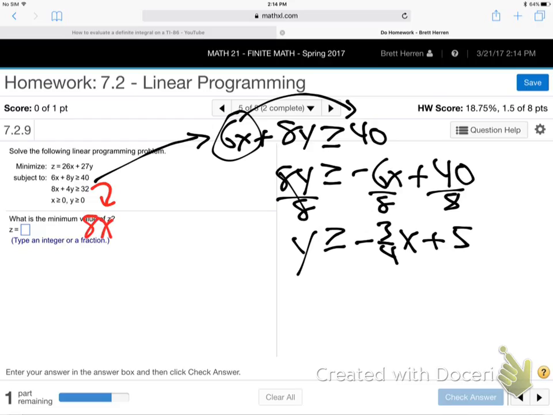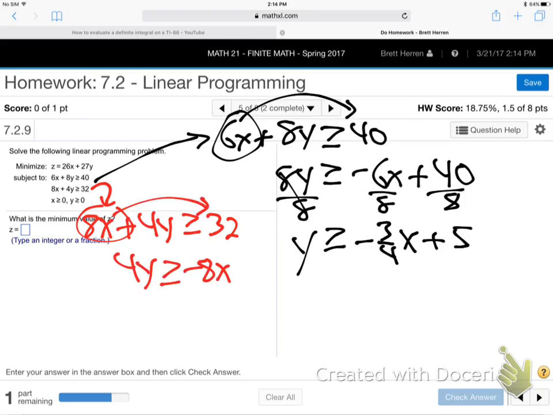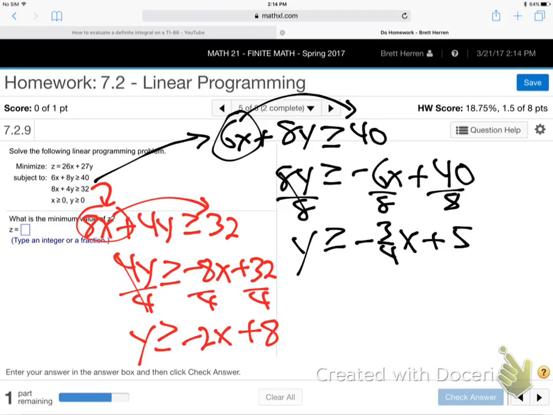And then the second one. Grab the x, jump it over. Divide by 4. So there's our two equations. Want to type those two in for y1 and y2 on the graphing calculator. Type those in, and then hit the graph.